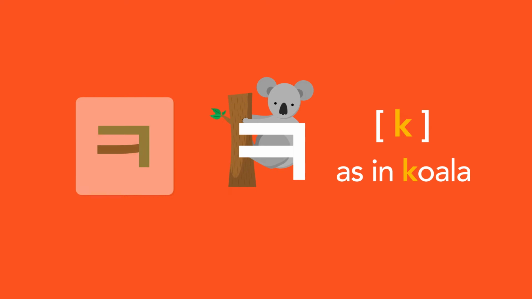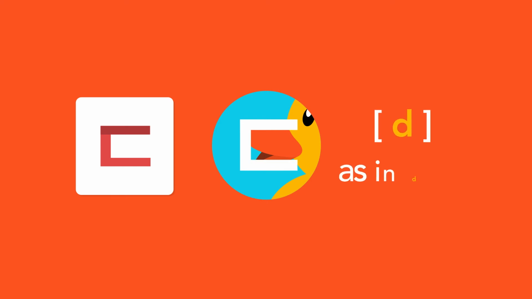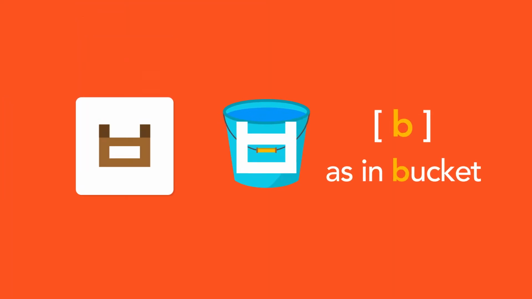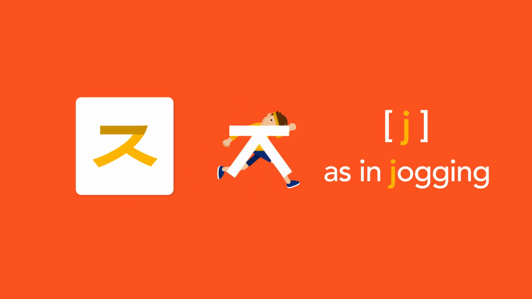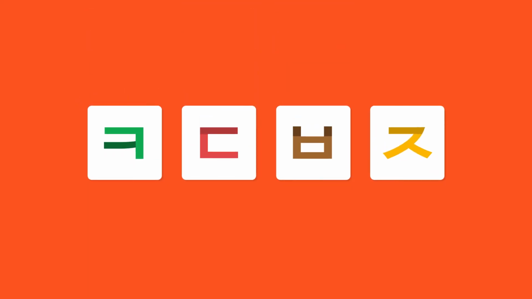K, k, k. T, t, t. P, p, p. T, t. Repronounce the 4 consonants that are made with adding 1 stroke. K, tu, pu, tu. Now, let's look at the consonants that are made in an exceptional way.